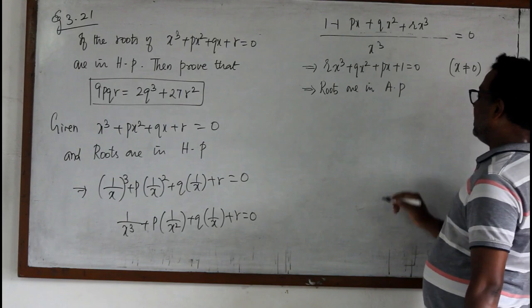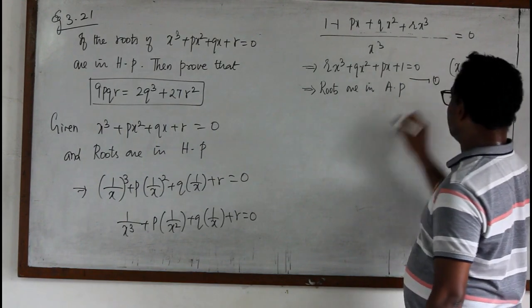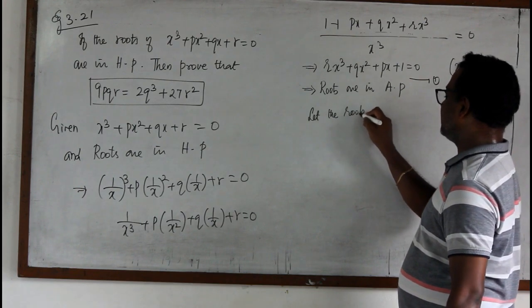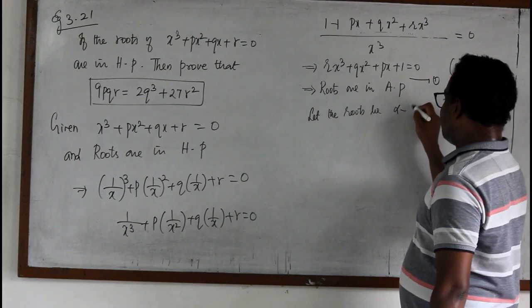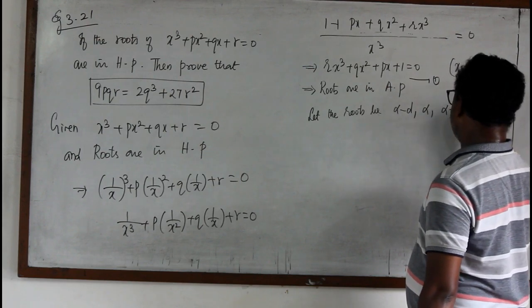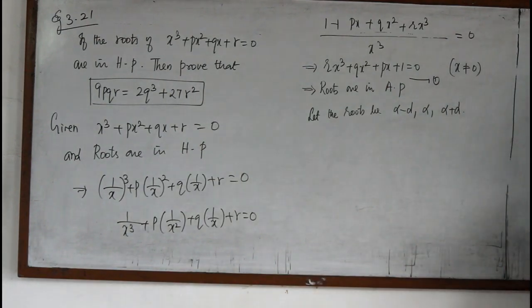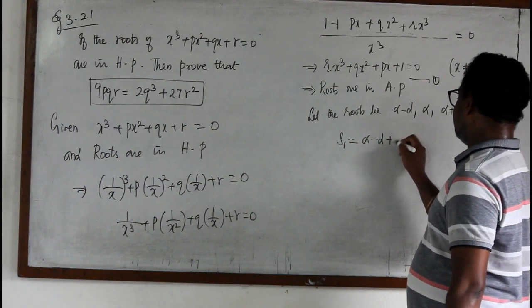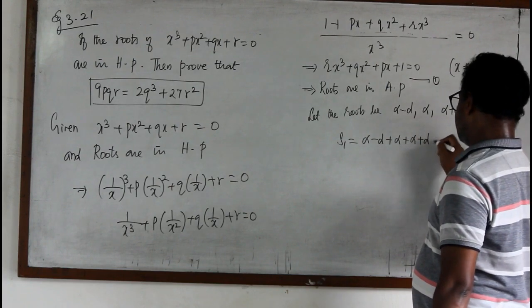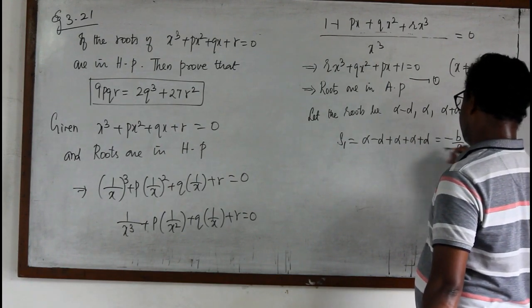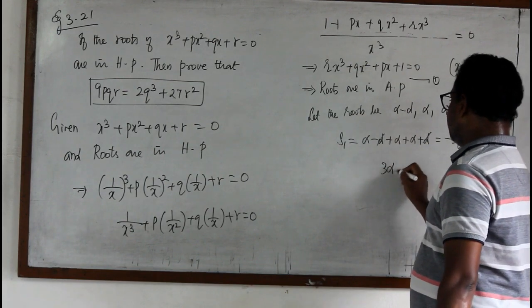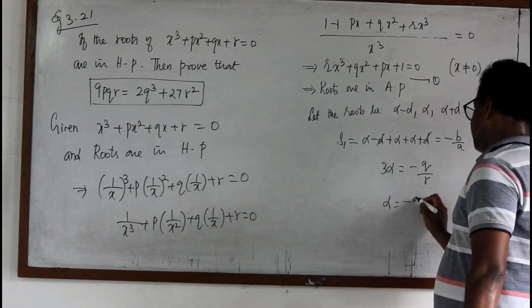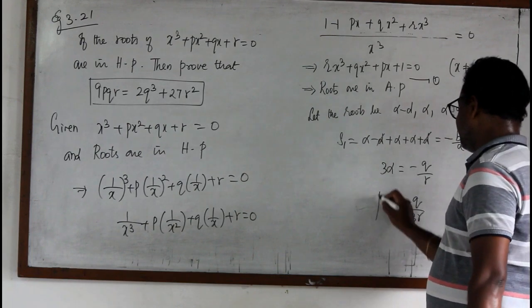Now let me keep this equation as 1. Since the roots are in AP, let the roots be alpha minus t, alpha, alpha plus t. Now the sum, alpha minus t plus alpha plus t plus alpha, equals minus b by a. The t's cancel. 3 alpha is minus q by r. Now this alpha equals minus q by 3r.